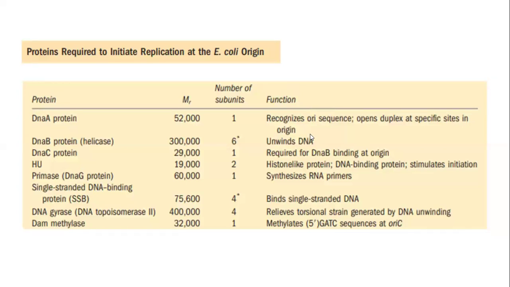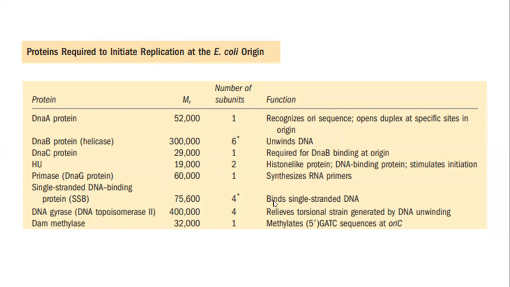So here we have a summary of different proteins that are required in initiation of DNA replication. DnaA protein recognizes the origin sequences. DnaB protein is a helicase that is involved in unwinding of the DNA. DnaC protein helps in recruitment of DnaB protein. HU are histone-like proteins that stimulate initiation. Primase will synthesize the RNA primers.